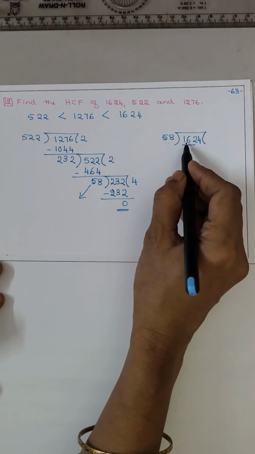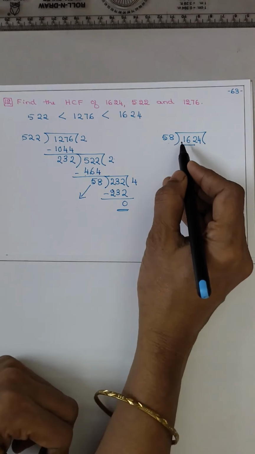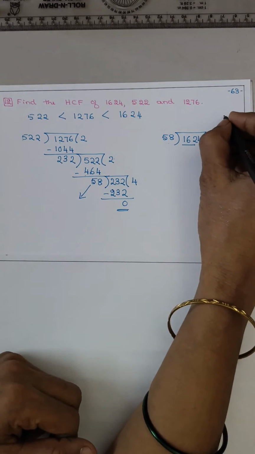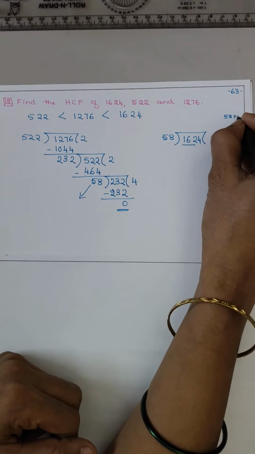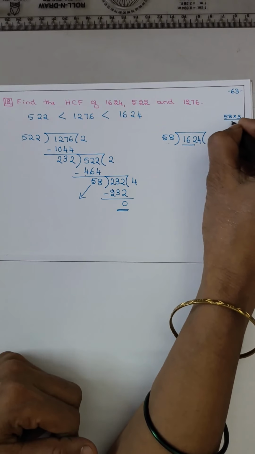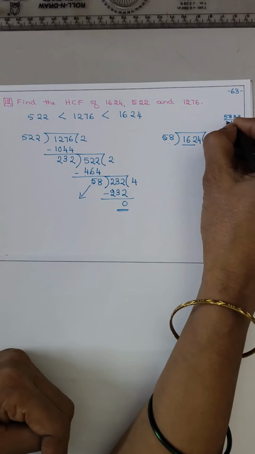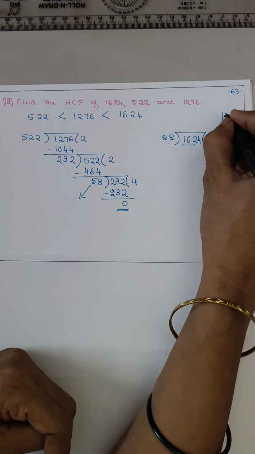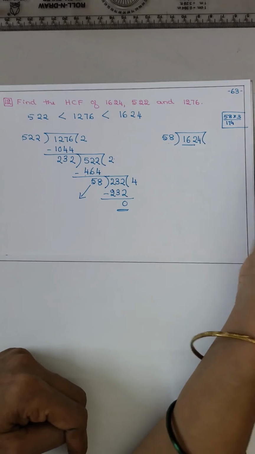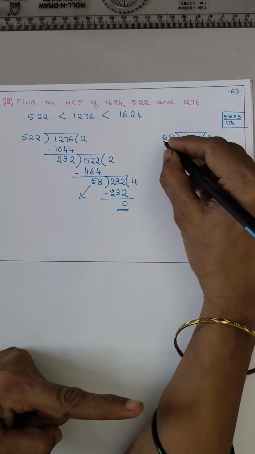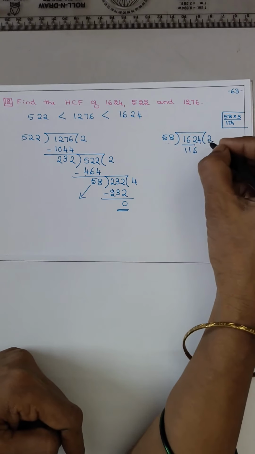5 3s are 15. How much? 16. But check on the side: 58 into 3, 3 8s are 24, 3 5s are 15, 16, 17. That is bigger, so we cannot put it. So 2 8s are 16, 2 5s are 10 plus 1, 11.